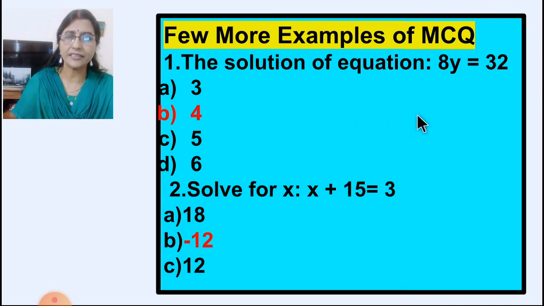You can do it by the first method also. So if you do it by the first method, what will you do? You will divide both sides by 8. And then you will get y here, and here 32 divided by 8 is 4. You will get the same answer.